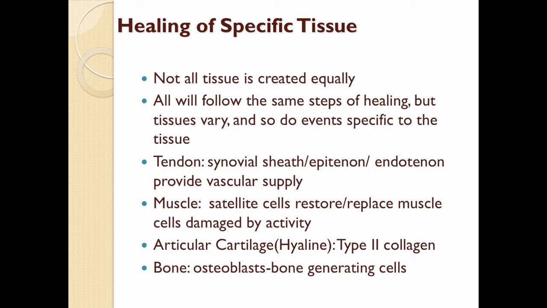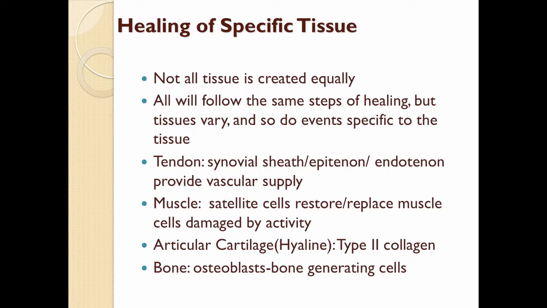So all tissue is not created equal. All will follow the same steps of healing, but tissues vary, and so do the events specific to the tissue. A tendon has specific structural items that the other tissues do not. It has a synovial tissue or synovial sheath. It has an epitendon and an endotendon, which provide vascular supply to the tendon. And then the muscle has satellite cells, which restore and replace muscle cells as they're damaged by activity.